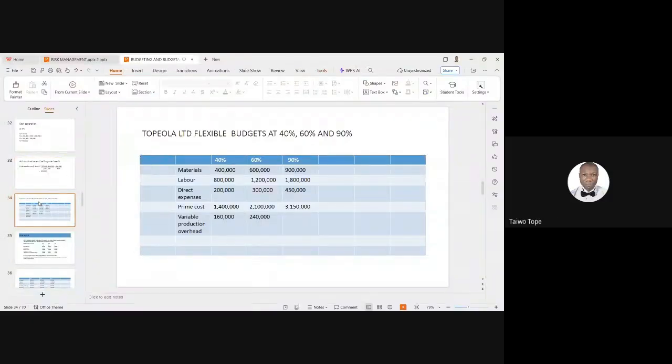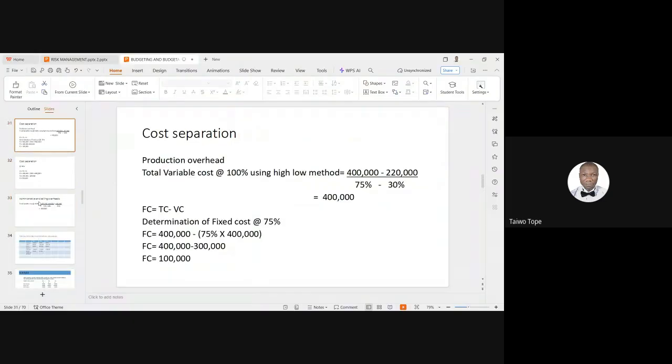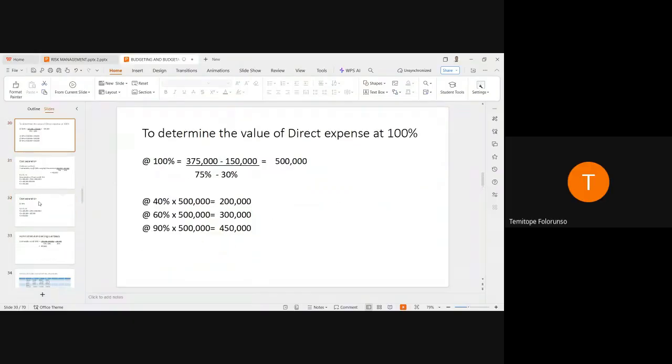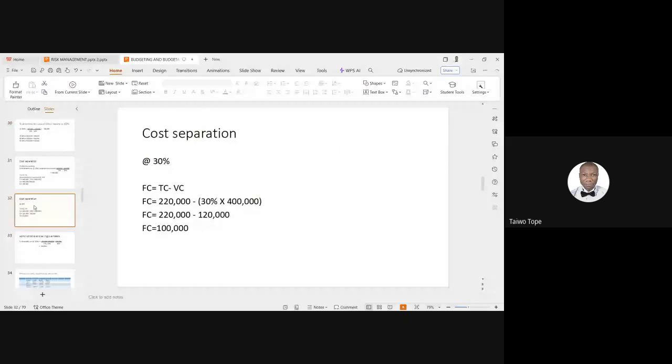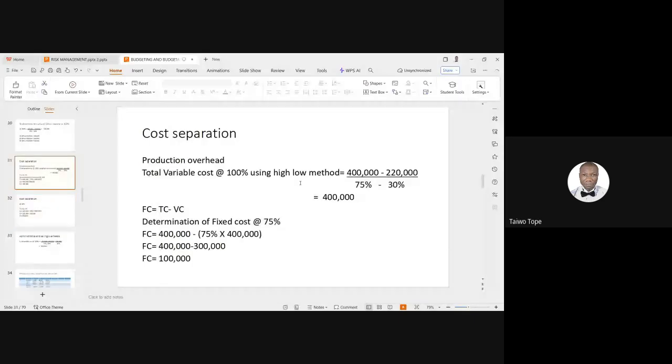Sorry, I didn't get your question. I'm asking, are we not going to remove the fixed cost element out of the 40%? No. Let me go back to the issue here. Now, at 40%, your variable cost is what? For production overhead, your total variable cost is what?